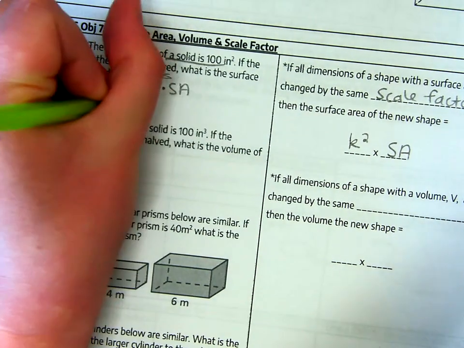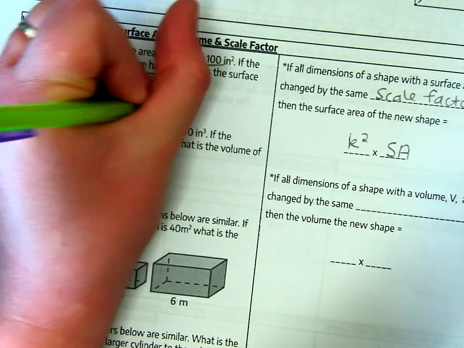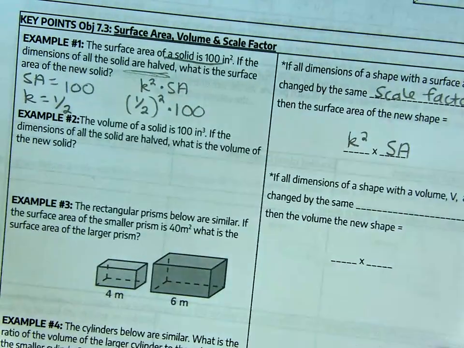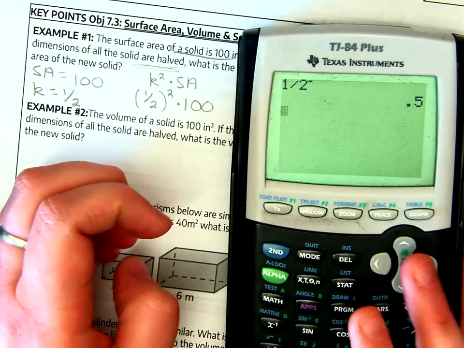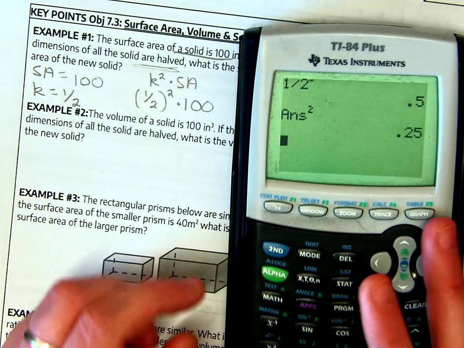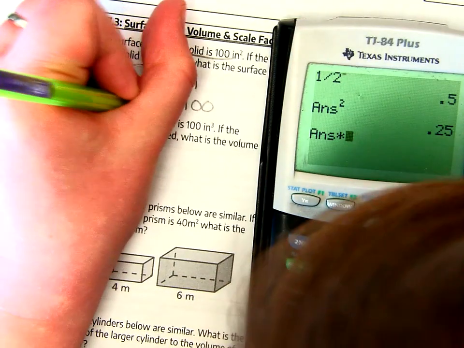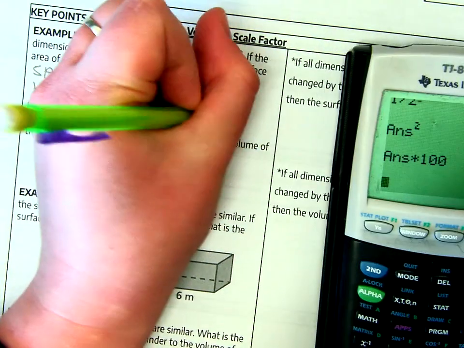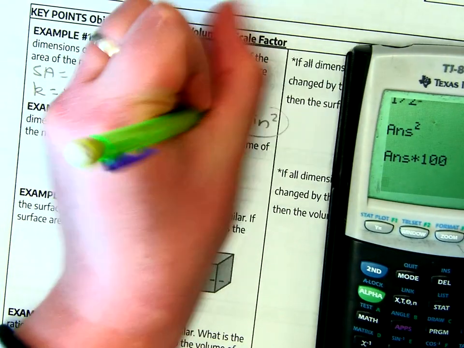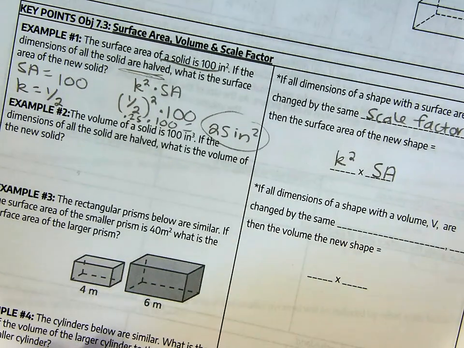So I'm going to do 1/2 squared times 100. 1 divided by 2, or 0.5, squared is 0.25. So that becomes 0.25 times 100. It's going to equal 25. Okay, let's look at the next example. The volume of a solid is 100 inches cubed. If the dimensions of the solid are halved, what is the volume of the new solid?